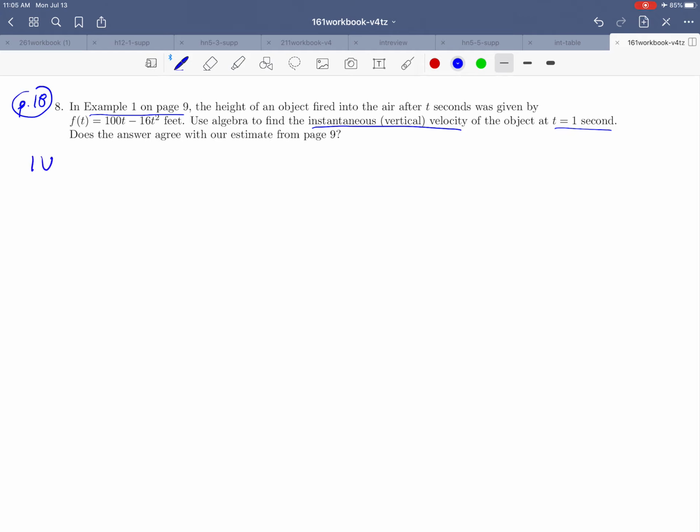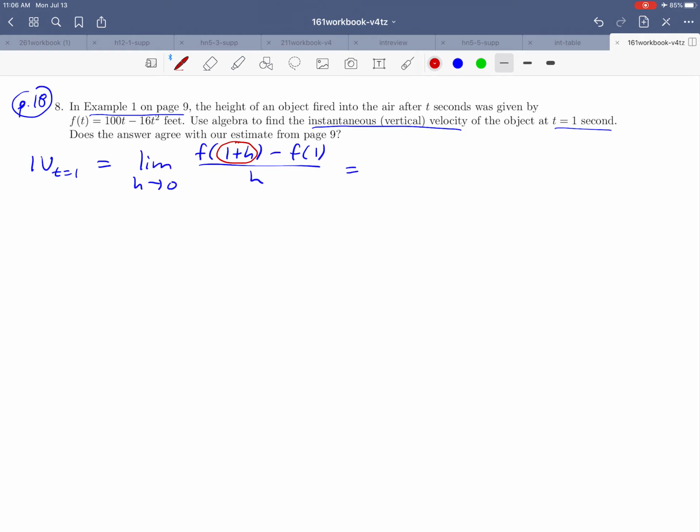So the instantaneous velocity at t equals 1, by definition, is going to be the limit. I'm going to use the second of the two formulas. The limit as h goes to 0 of f of 1 plus h minus f of 1 over h. That's what we need to calculate here. Okay, and this is going to involve some algebra, so we'll start with the f of 1 plus h. So 1 plus h is an input value of our function.